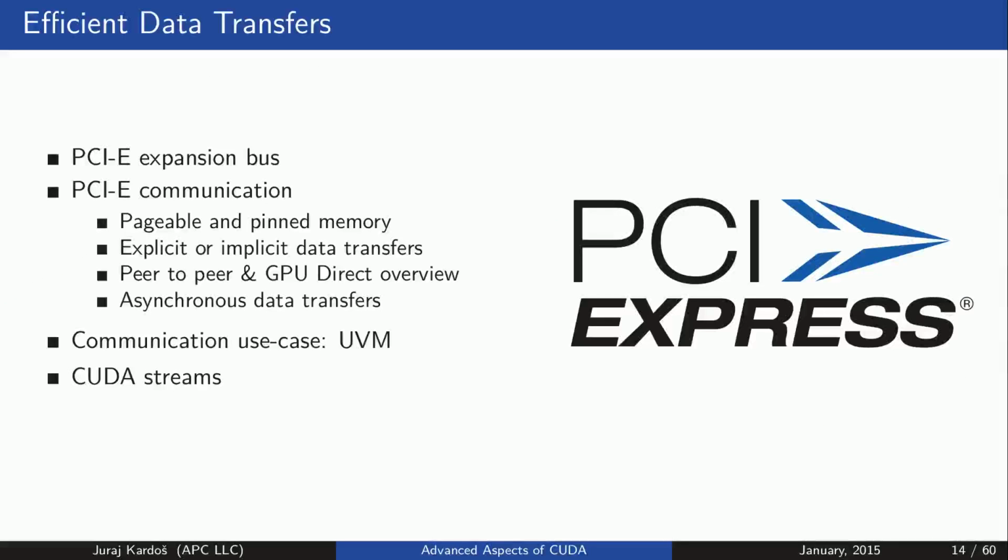I'm Juraj and I will present you advanced aspects of CUDA. In this part, we will talk about efficient data transfers between host and device or between multiple devices. We will see properties and implementation of PCI Express communication bus and how various memory types influence transfer bandwidth and latency. We will have a closer look on performance of unified virtual memory, which was introduced in CUDA 6 and supported since Kepler architecture. In the last part of this data transfer section, we will introduce CUDA streams that are necessary in order to utilize parallel data transfers.